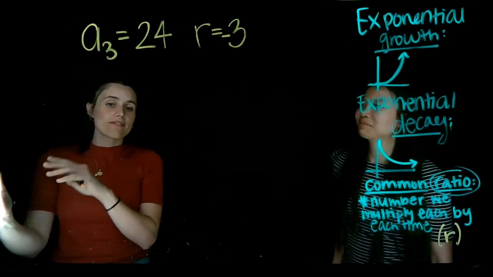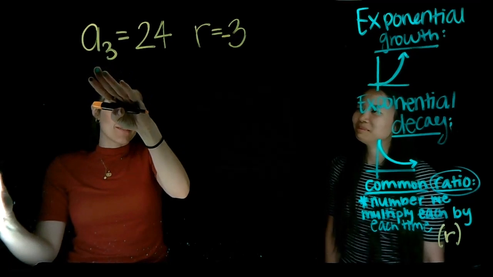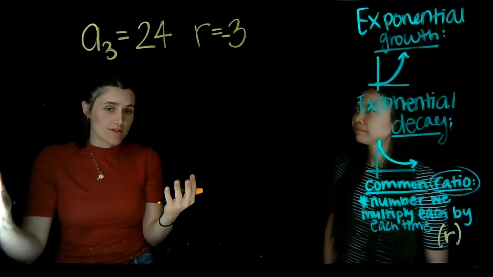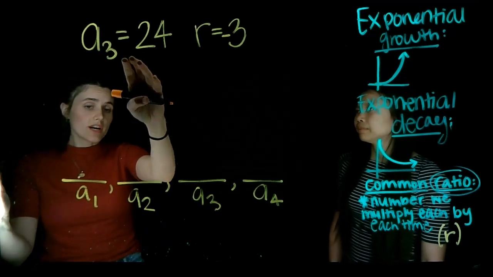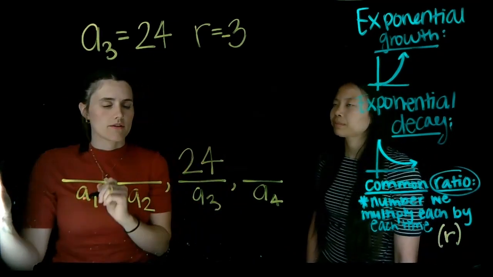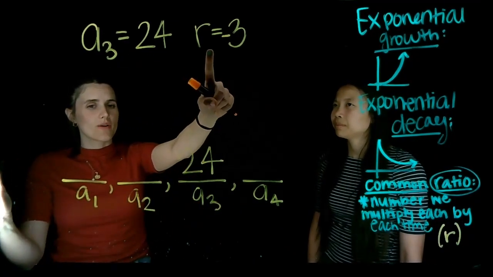All right, so what if they don't give you a sub 1, but they give you a different term, and they still ask you to find the first 4 terms? So we can have a sub 1 through a sub 4. We already know a sub 3, so that's awesome. Right here, we know that that's 24. And we know that our common ratio is -3.